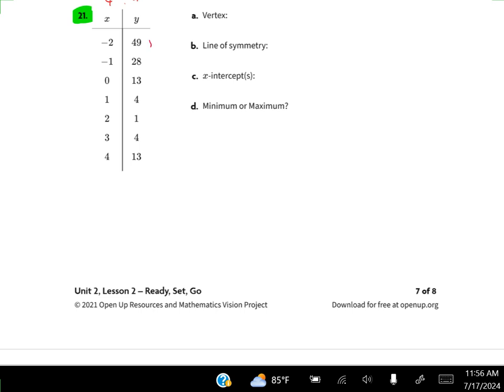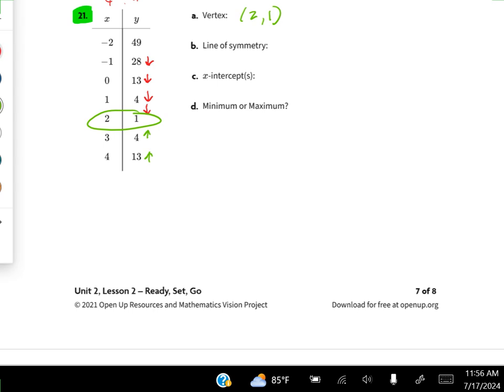So notice that these values are all decreasing. To get to 28, we're decreasing. To get to 13, decreasing. To get to 4, decreasing. We're decreasing here. And now to get from 1 to 4, we're going to make a change. And now this is going to be increasing. So we can find our vertex here as that one point where we start to change from increasing to decreasing or decreasing to increasing. All right, so our vertex is at 2, 1.